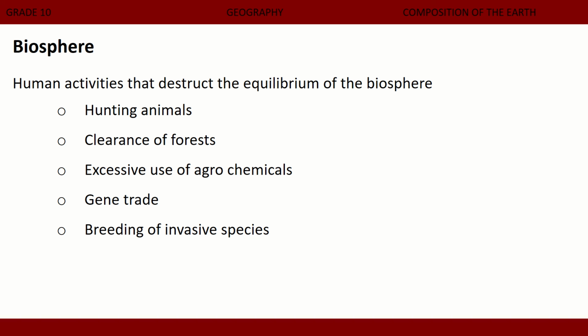Human activities that disrupt the equilibrium of the biosphere. There are certain human activities which disrupt the biosphere, such as hunting animals, clearance of forests, excessive use of agrochemicals, gene trade, and breeding of invasive species.